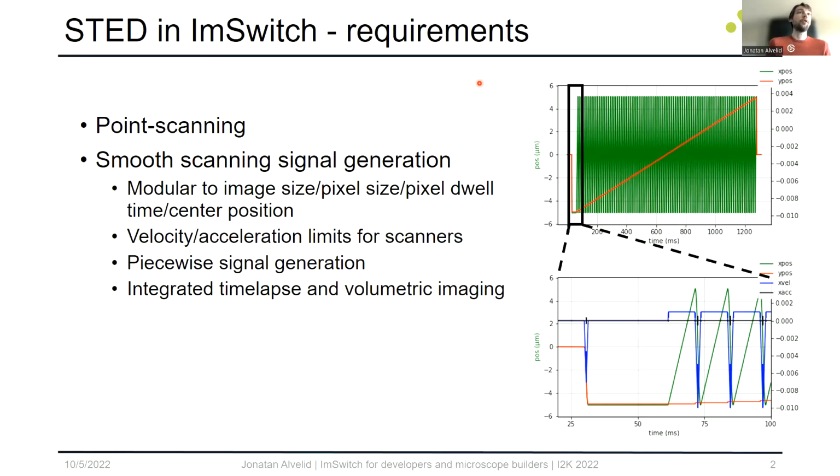These signal generations also have to be modular to different inputs of the scanning, such as the image size, the pixel size, and so on. It also has to be able to adapt to velocity and acceleration limits of certain scanner modes.